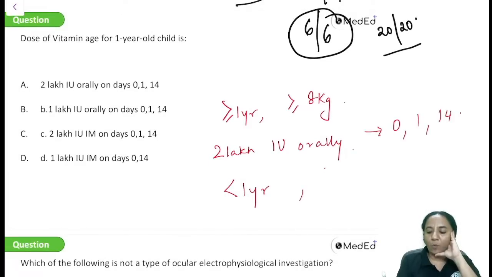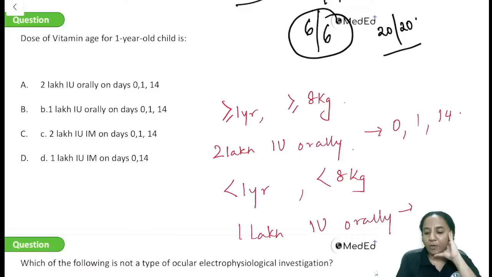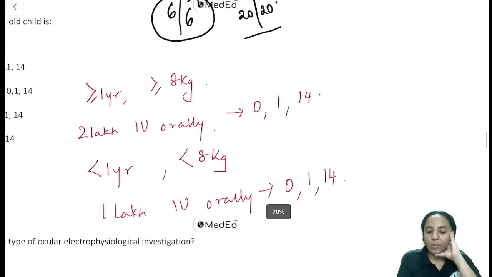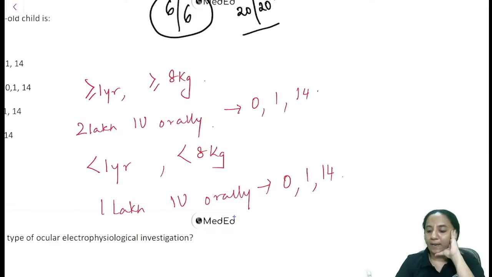And for less than 1 year or less than 8 kgs, our dose is 1 lakh international units to be given orally, and the dose regimen remains the same, 0, 1 and 14. Now this is your oral dose. So oral dose is 2 lakh and 1 lakh.